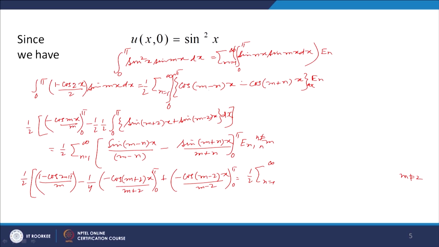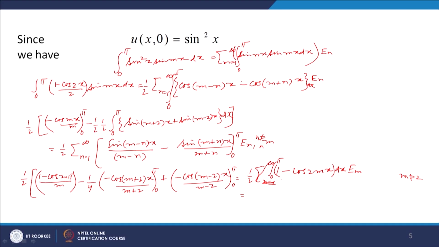When we put m equal to n, what do we get? 1 by 2 sigma n equal to 1 to infinity, m equal to n. That means 1 minus cos 2mx divided by 1 minus cos 2mx, integral 0 to pi dx and Em, because we are taking only m. So, this will be only this. So, 1 over 2 integral 0 to pi of 1 minus cos 2mx dx into Em, this is what we will get, and we are first calculating for m not equal to 2.